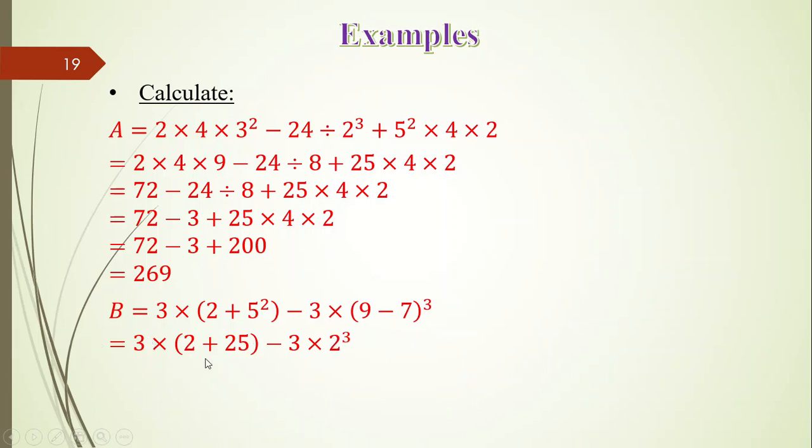Now, 2 plus 25 is equal to 27. So we have 3 times 27 minus 3 times 8. Now we have to calculate the multiplication. 3 times 27 is equal to 81, minus 3 times 8, which is equal to 24. 81 minus 24 is equal to 57.